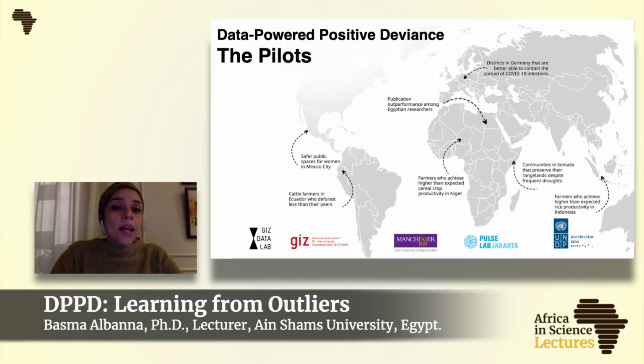Following that, we applied it in four different pilots, such as identifying safer public spaces for women in Mexico City using open data, cattle farmers in Ecuador who deforest less than their peers using remote sensing data, farmers who achieve higher than expected cereal crop productivity in Niger, similar to Indonesia, and communities in Somalia that preserve their rangeland despite frequent droughts using remote sensing data. And we also used open data to identify districts in Germany that are better able to contain the spread of COVID-19 infections.